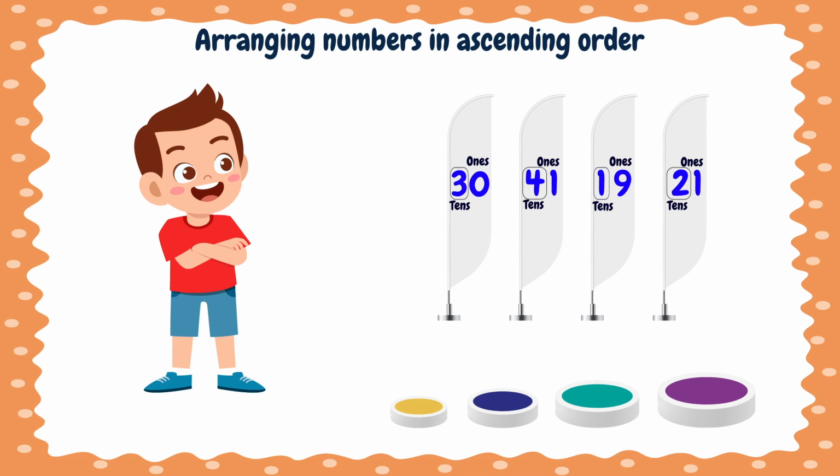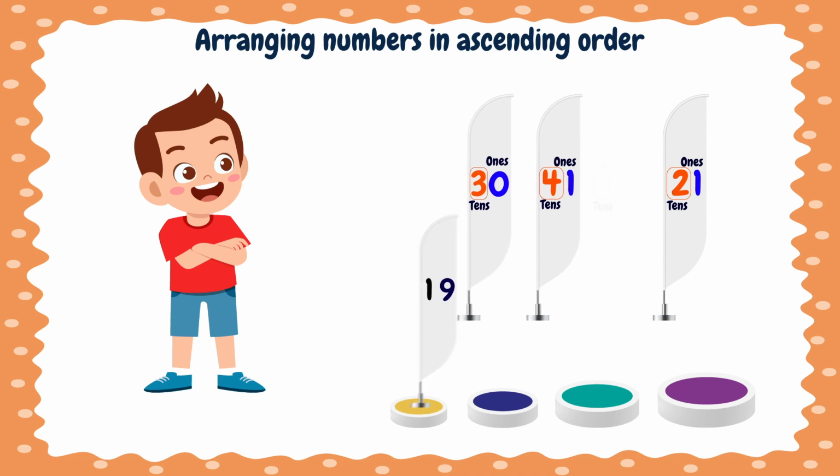Beautiful. Here is the number 2. But here is the number 1. And here is 4. And here is 3. Which is the smallest number? The number 1. Excellent. So the number 19 is the smallest. So we will put this flag here.